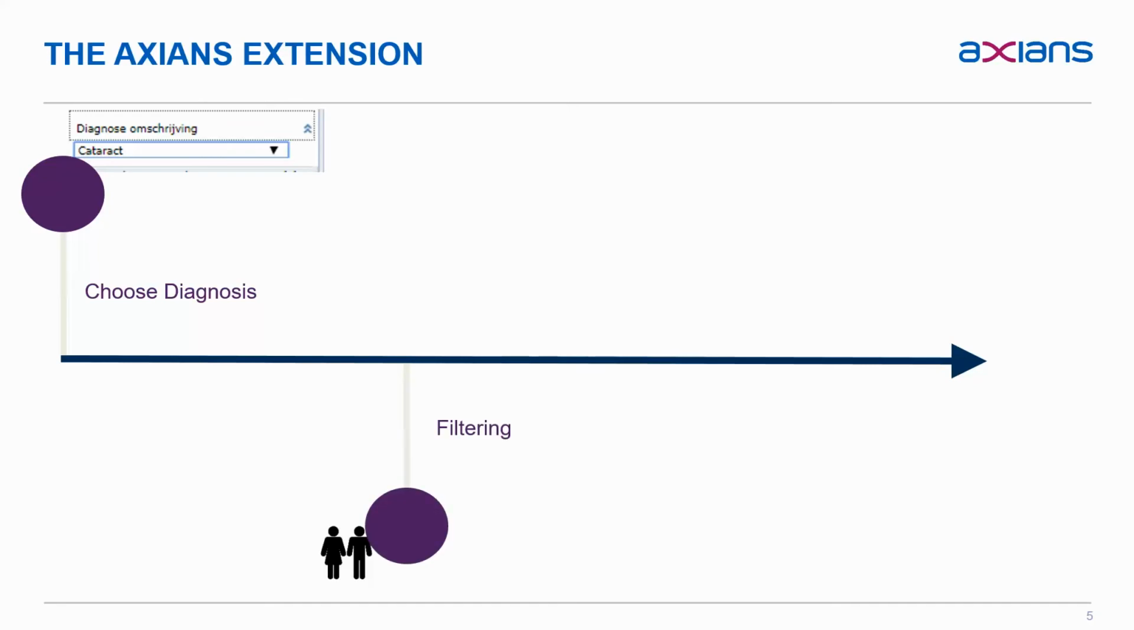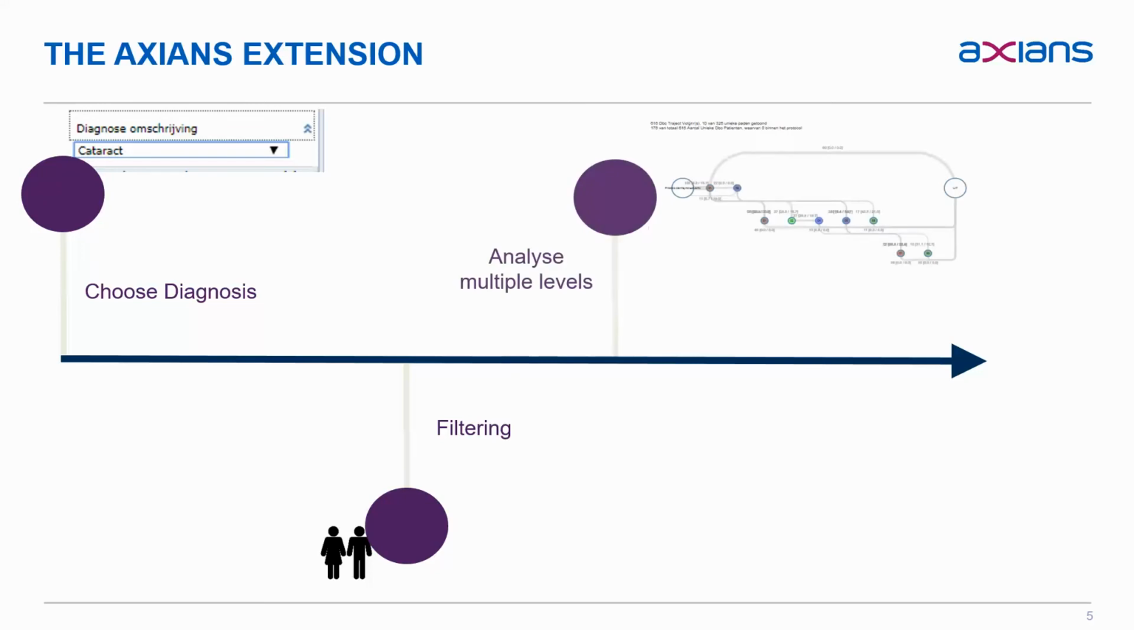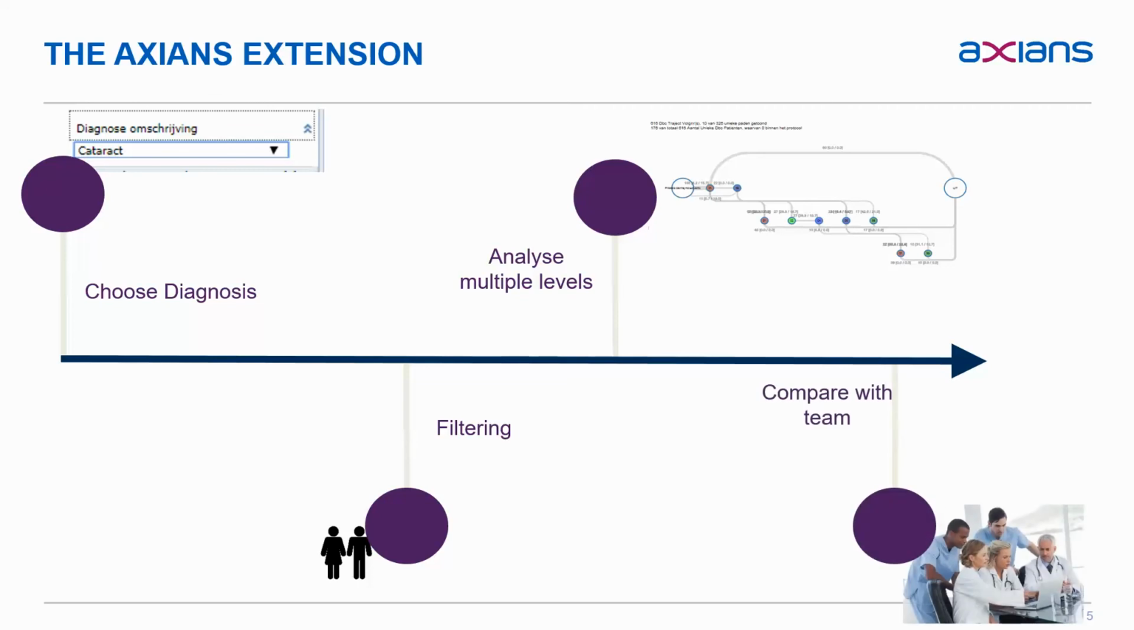We filter so we have patients that are similar, because else it wouldn't make any sense. We figure out what is happening on multiple levels, so how many unique pathways are there, and do the caregivers know that these exist. We discuss them with the team, and we enhance the model accordingly in actions that should have been taken in the actual protocol.